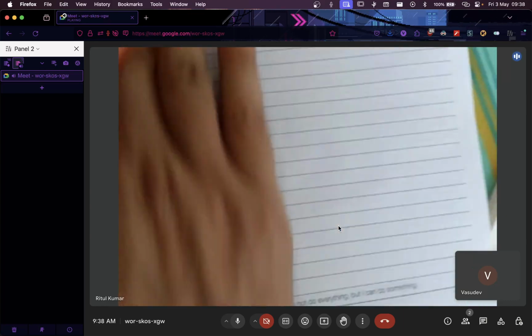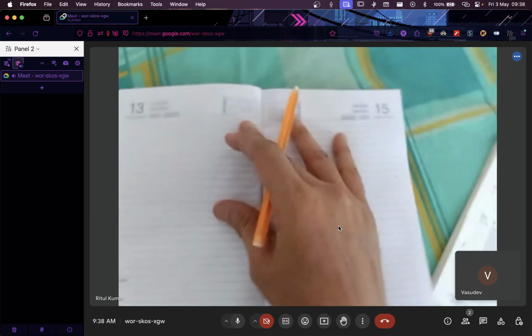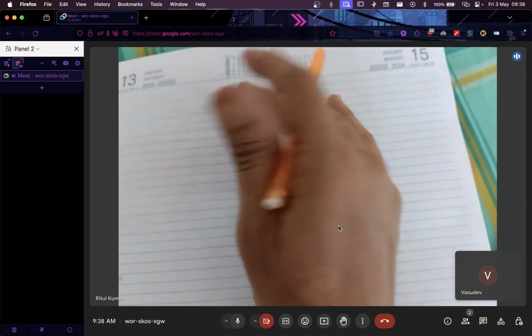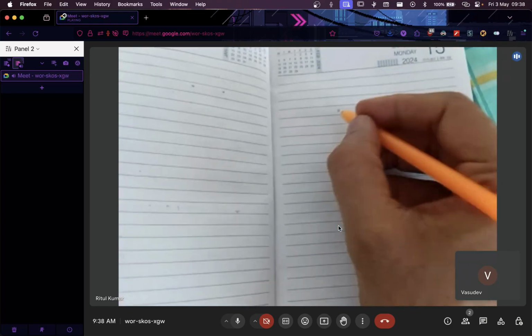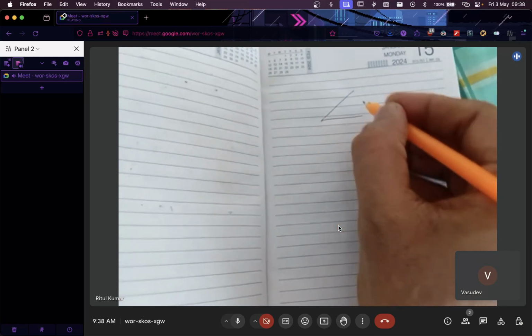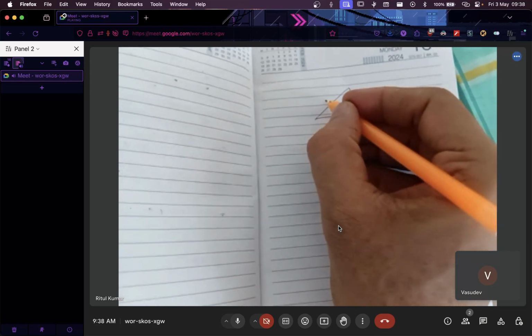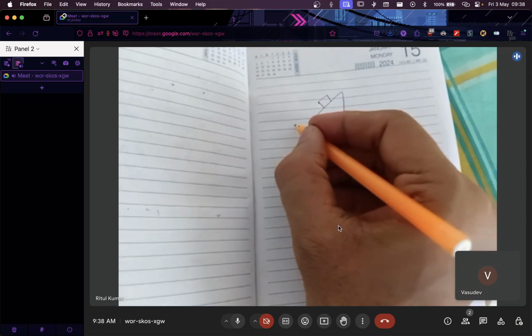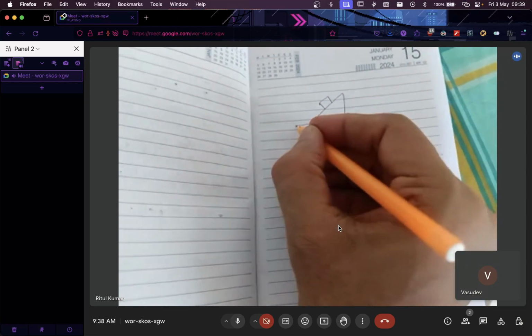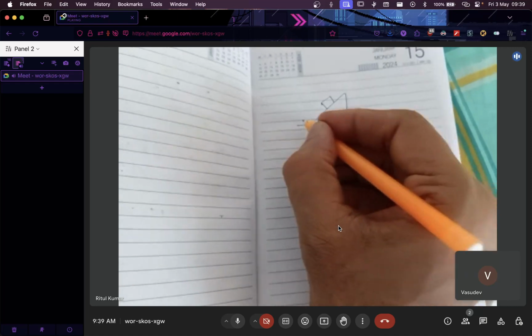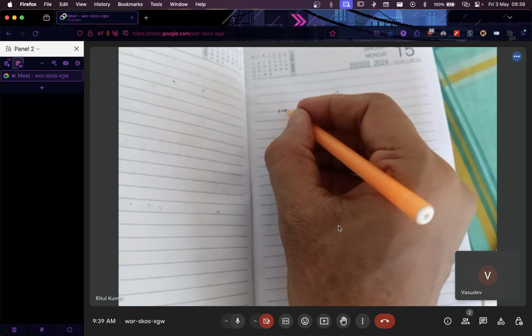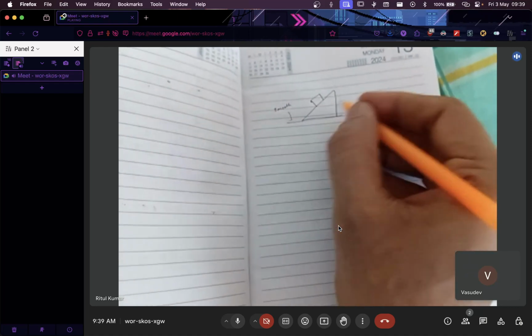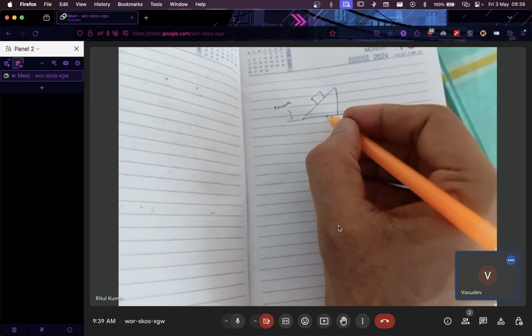Now, Vasudev, a few more points, since we are on center of mass and you are aware of this question. There's a block, a wedge, which is kept on a flat pan or a smooth surface. There's no friction anywhere.